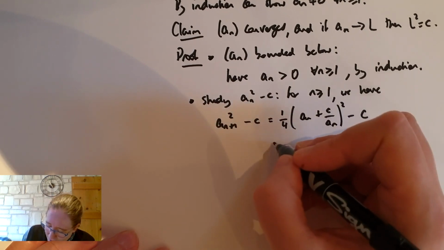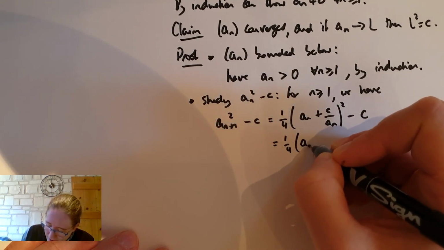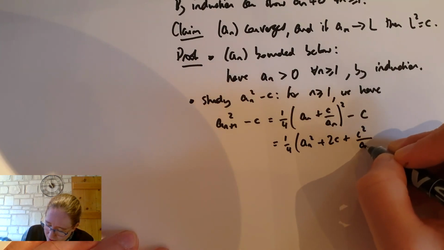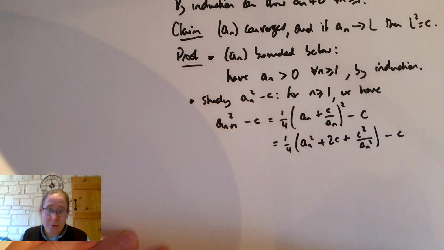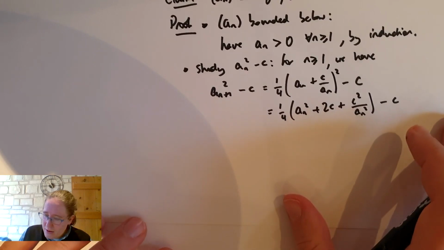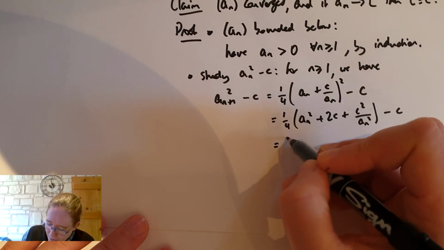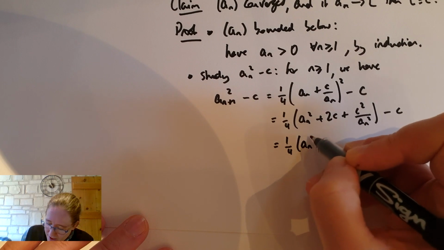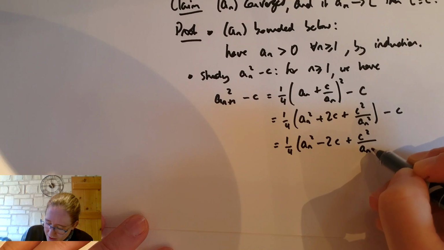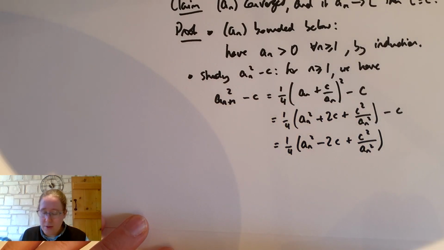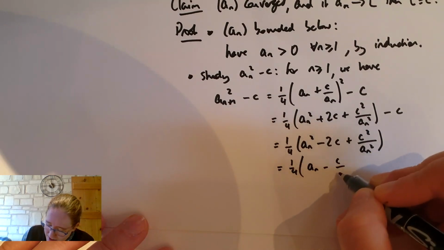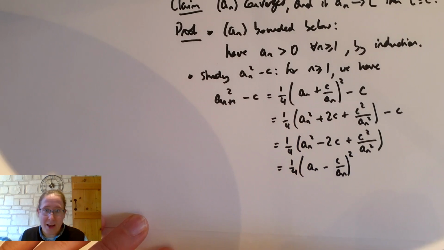And if I just multiply out, that's a quarter of (a_n squared plus 2C plus C squared over a_n squared) minus C. And if I bring the C in and do a little bit of rearranging the algebra here, we can see that this is a quarter of (a_n squared minus 2C plus C squared over a_n squared). But that's a quarter of (a_n minus C over a_n) all squared.